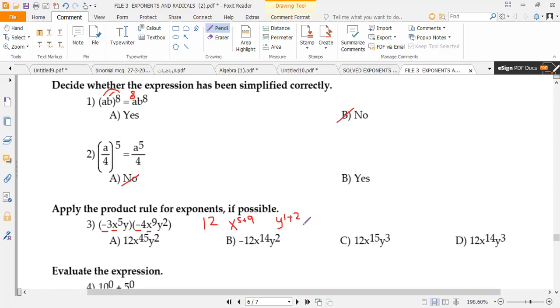So please complete with me here. It will be 12, sorry. It will be 12 and x to the power of 14 and y to the power of 3. Okay? So this is your answer. Do you understand now?